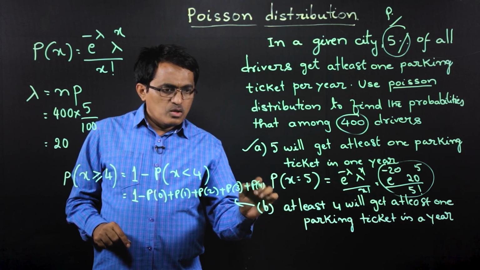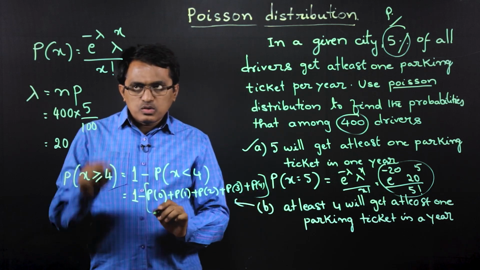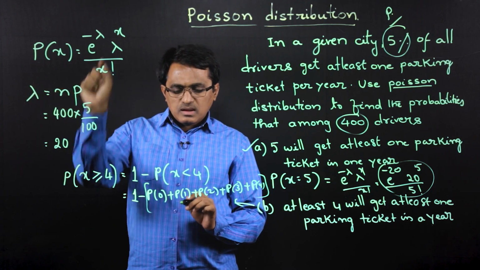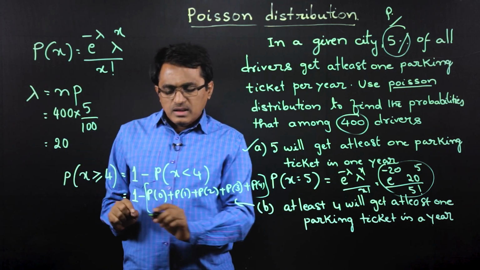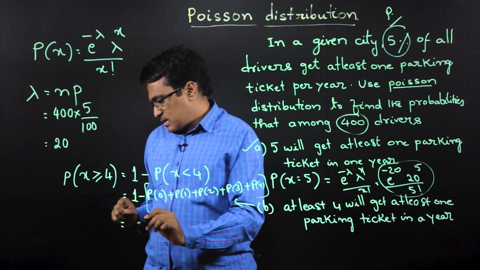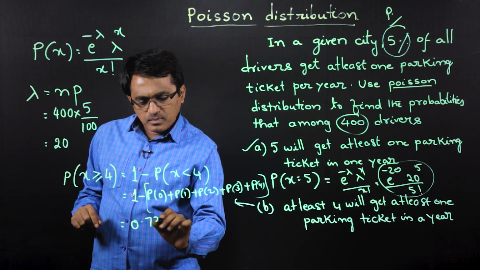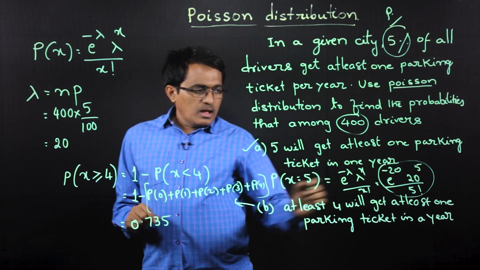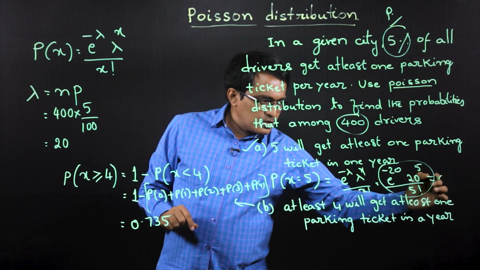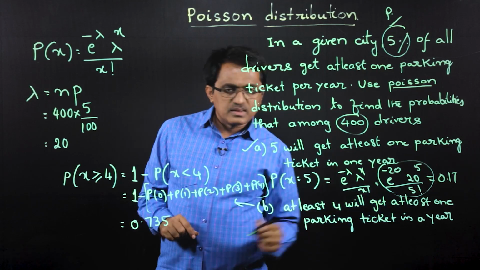Right. So where we have to use this P of x for every value of x, and we have to find, then it is going to be 0.735. And if we simplify this, I will get 0.17 in this case.